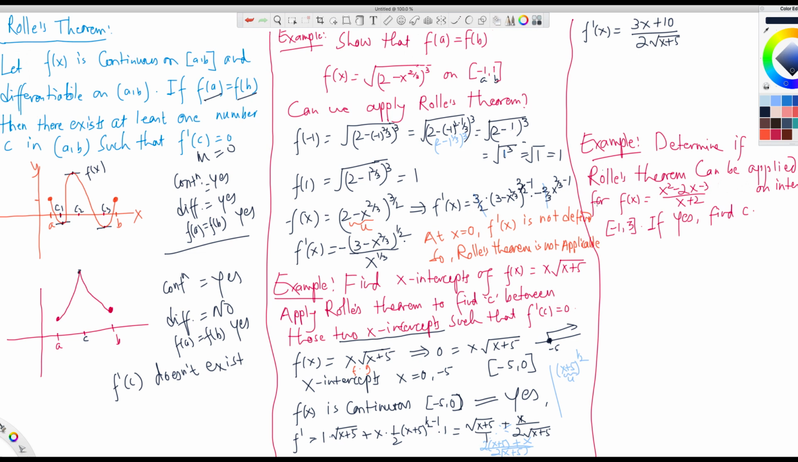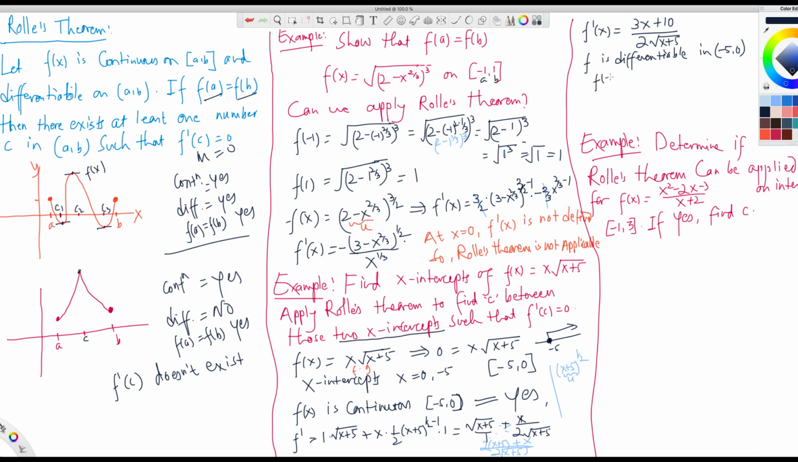Is this differentiable in the open interval? Yes, because at -5 it does not exist, but anything right of -5 exists. But we will be looking only at the open interval. So you can write f is differentiable in the open interval -5, 0. That's the Rolle's theorem second statement. How about the third statement of Rolle's theorem? You need f(a) equals f(b).